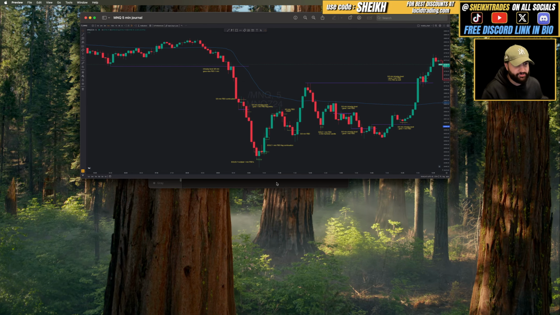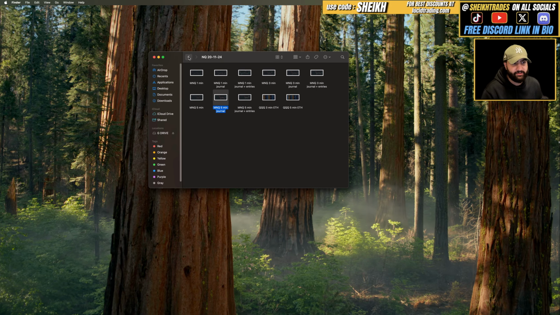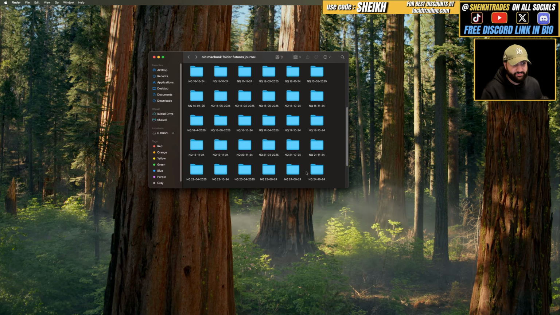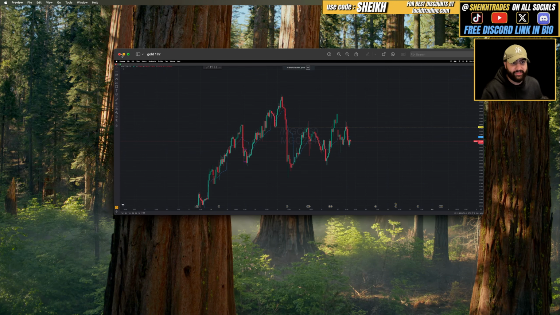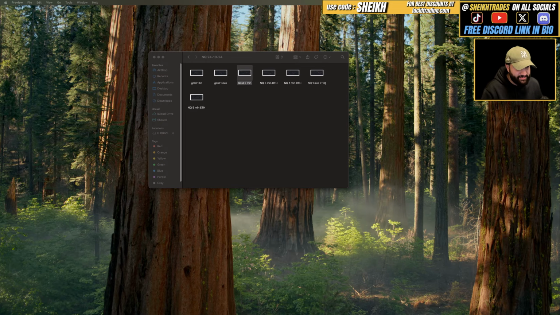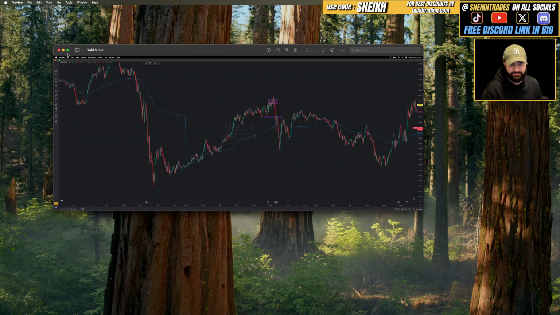NQ 5-minute journal. Look, I write everything. Why did that move happen? How did that move happen? 20 November 2024, 24 October, gold 1 hour chart. I have the hourly chart on what happened. You could look at it. I have the 5 minute of what happened, where I should have traded. Did I trade it? I didn't.